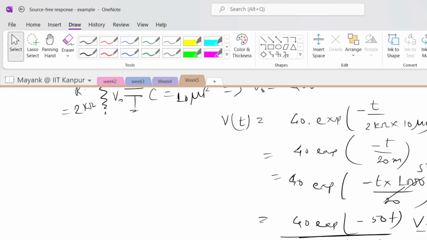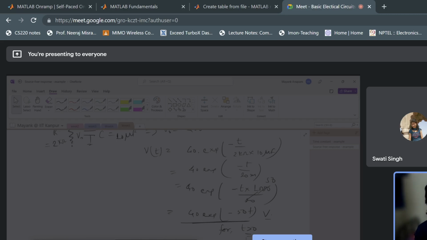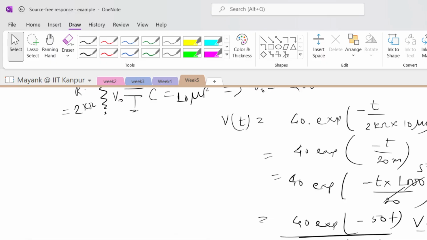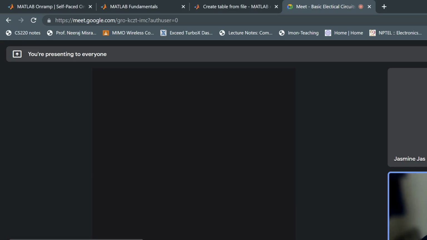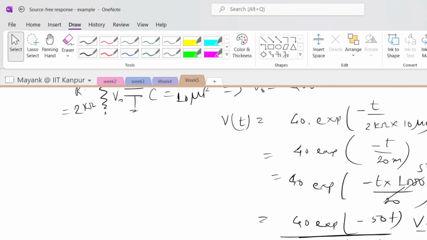So is there any doubt in this solution? The people who are present, do you have any doubt in this particular solution? Okay, so no response will be counted as no doubt. So fine. So now let's see whether this is indeed the answer. So the answer is 40 exponential minus 50t, isn't it? This is the solution.